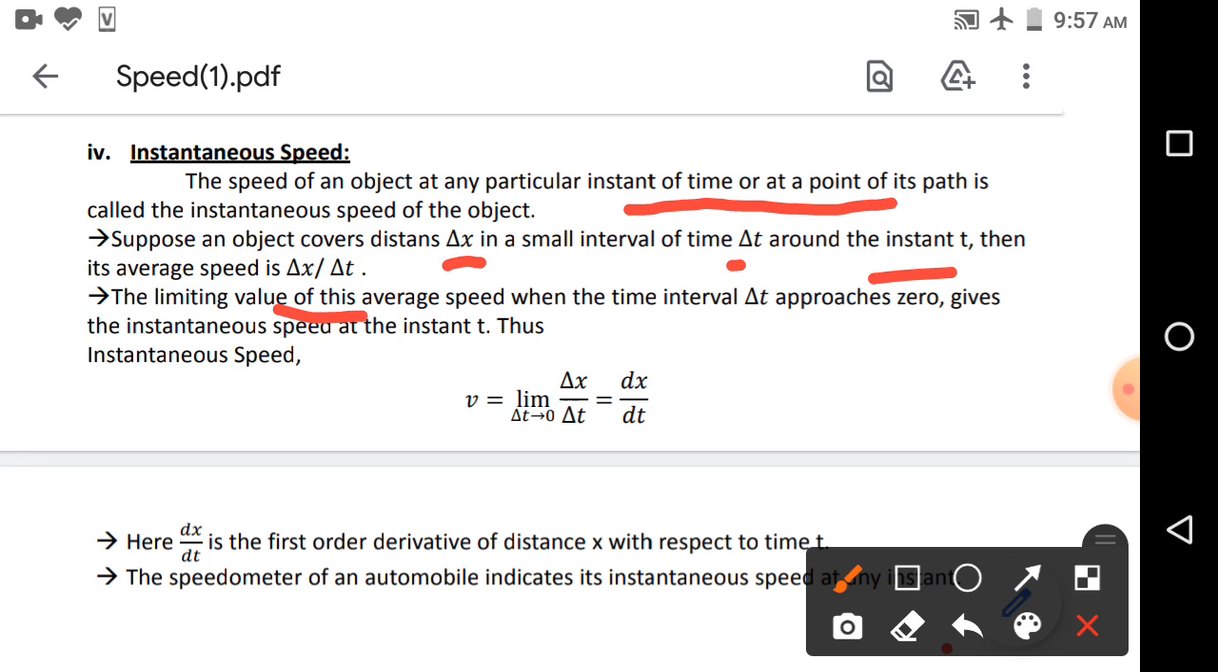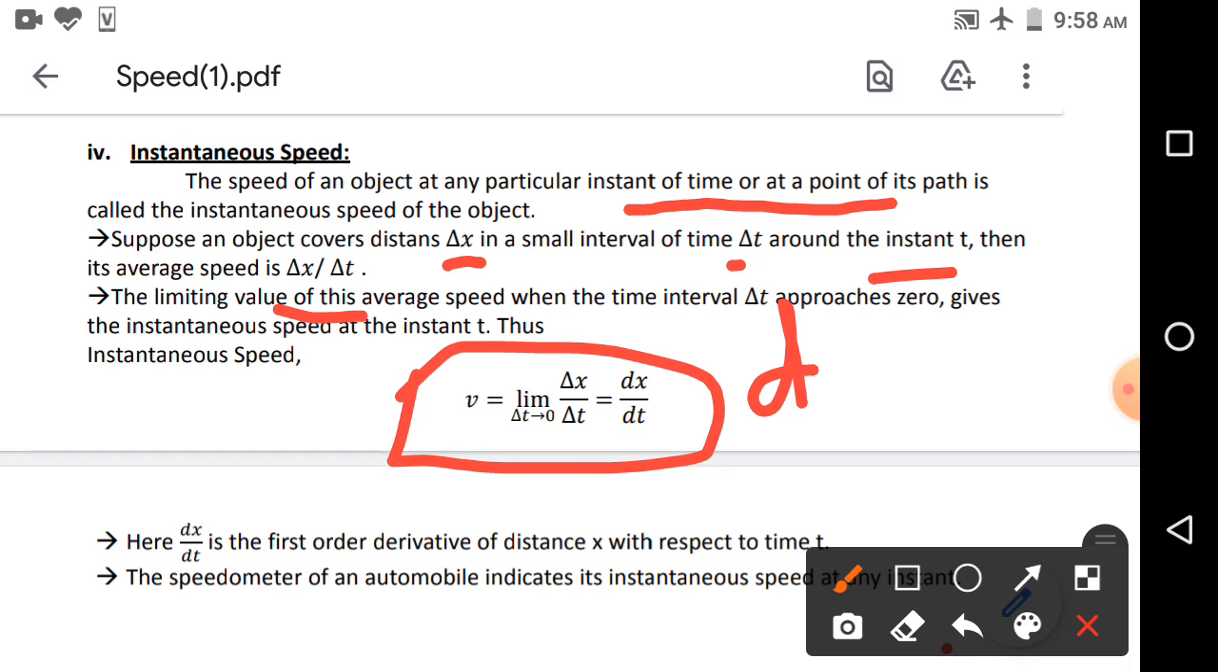Thus instantaneous speed is V equal to the limit of del x by del t as del t approaches 0. This can be written as dx by dt. Here dx by dt is the first order derivative because the power is d to the power 1. Dx by dt is the first order derivative of distance x with respect to time.